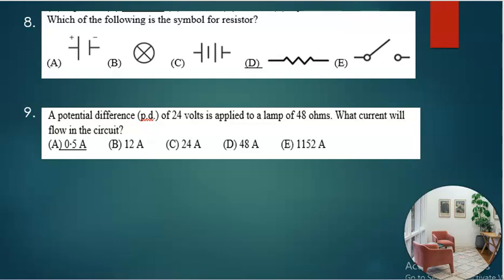And number 9, potential difference of 24 volts applied to a lamp of 48 ohms. What current will flow in the circuit? We will use V equal to IR, where I is the current. Then I is equal to V over R. That will be 24 over 48, which is 0.5. From Ohm's law, V is equal to IR, so I equals V over R. That's 24 over 48, which is 0.5.